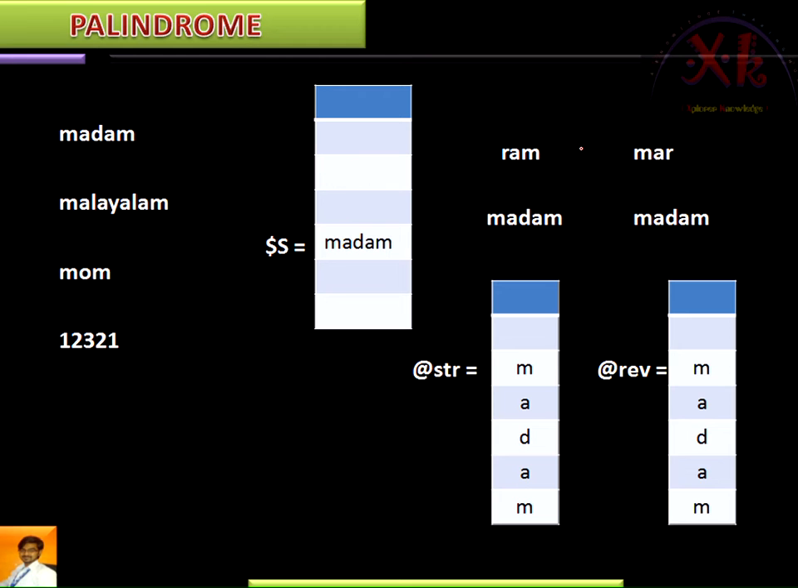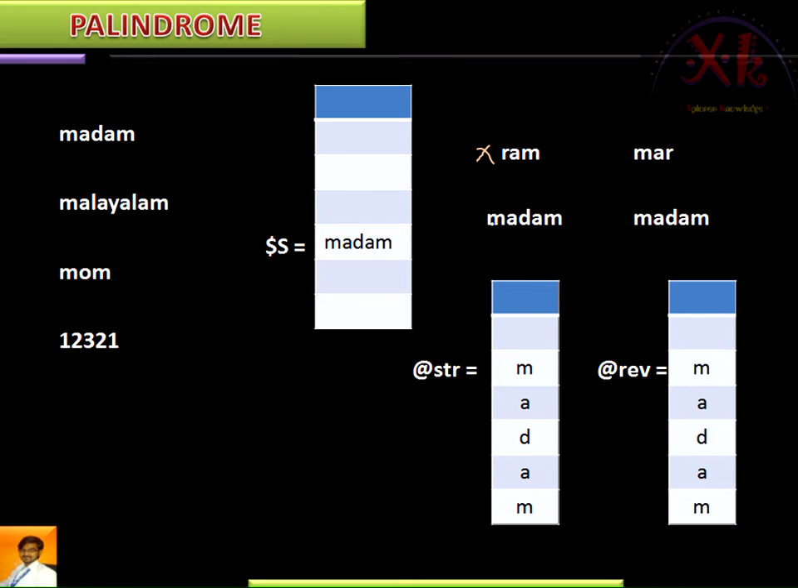If we check these examples that I have given here, I consider RAM. If I reverse it, it becomes MAR. So if I compare character by character, R is not equivalent to M. So the actual string and the reverse of the string are not equal. So it is never a palindrome.